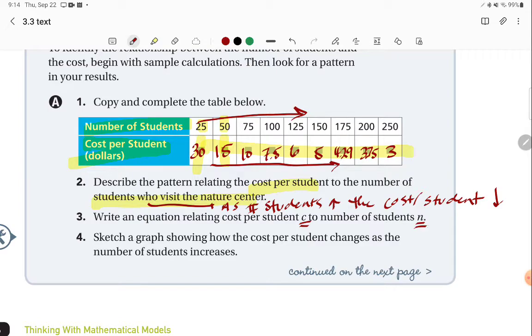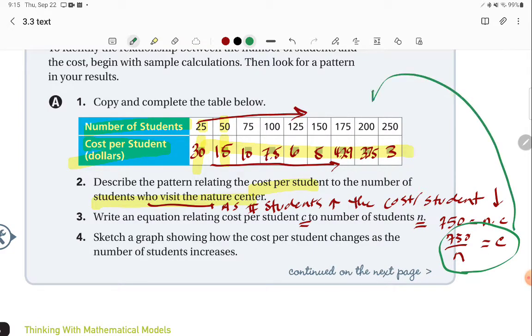Remember, you have C, N, and then 750 was our constant. So that total cost was 750, regardless of how many went. Right, and it's the number of students, so it's going to be the number of students times the cost per student. That needs to multiply to give you $750. Okay, so that's one equation you could have. If you wanted to get the cost per student by itself, then you would take 750 divided by the number of students. And this, if you did this table correctly, is what you did up here.